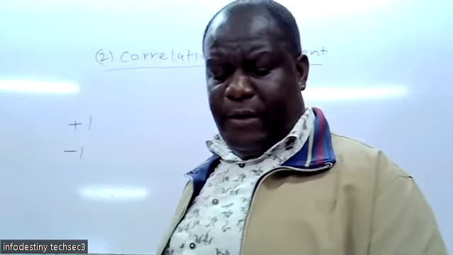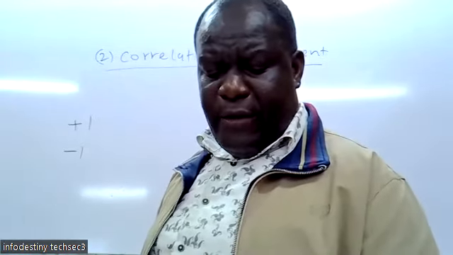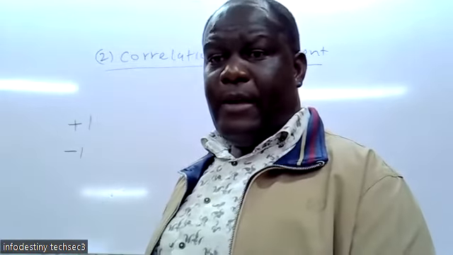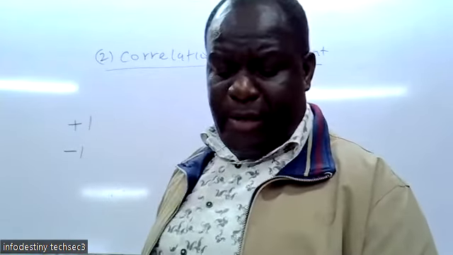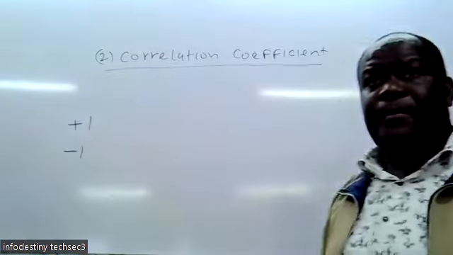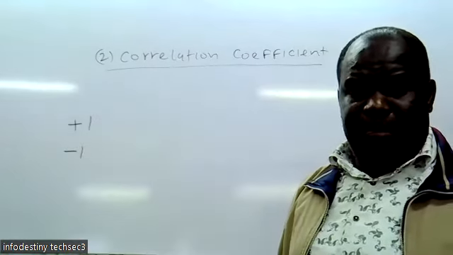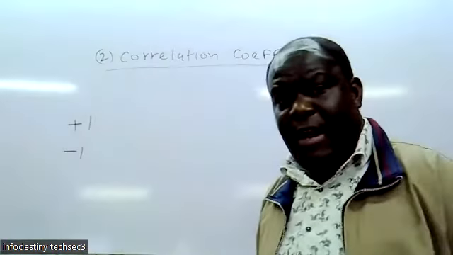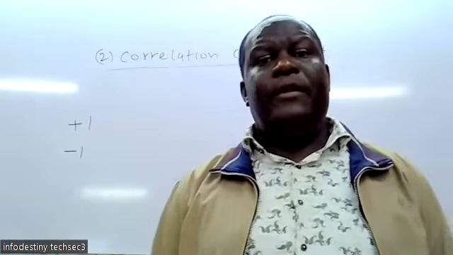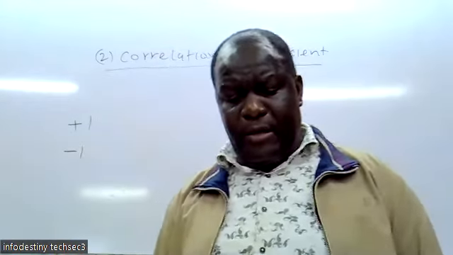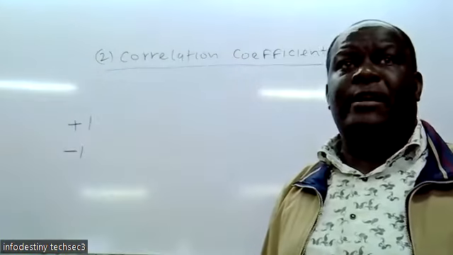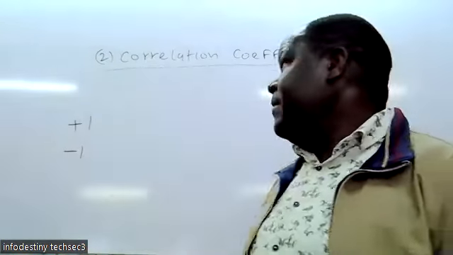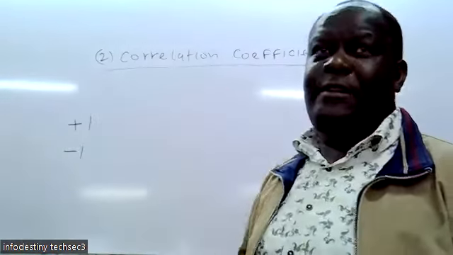They are perfectly negatively correlated, and if they are combined to form the portfolio, then there will be 100% risk minimization. So that's now the meaning of +1 and -1.